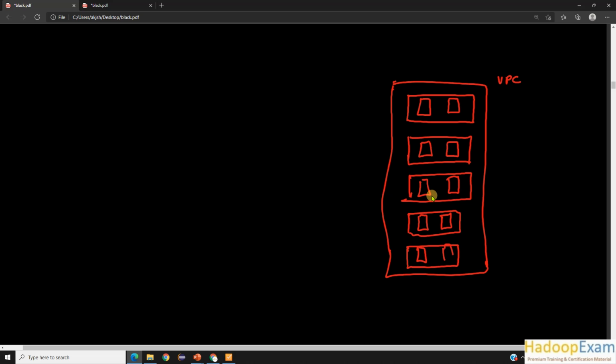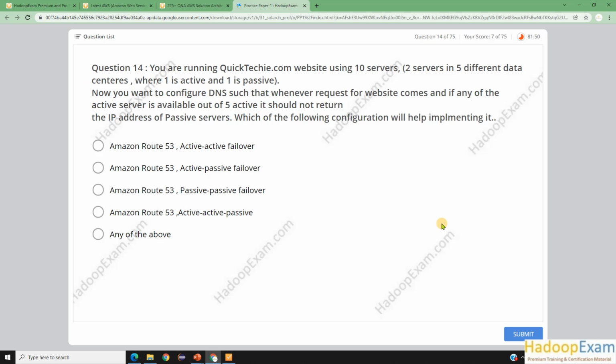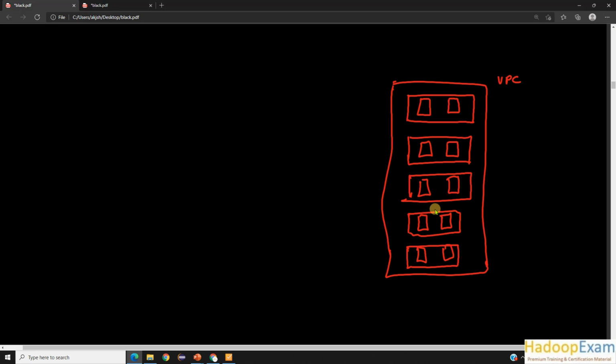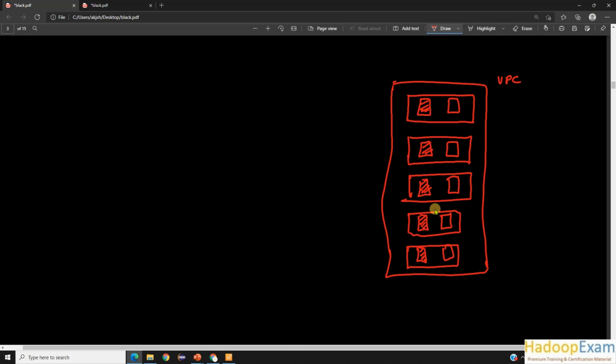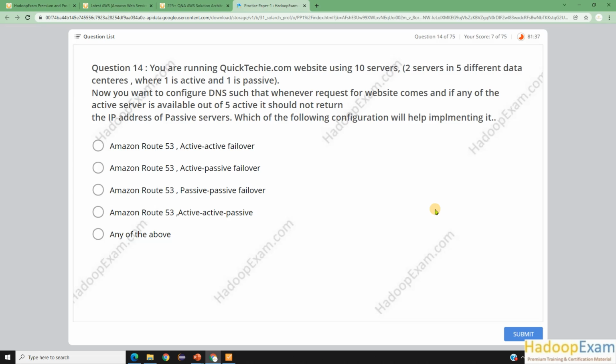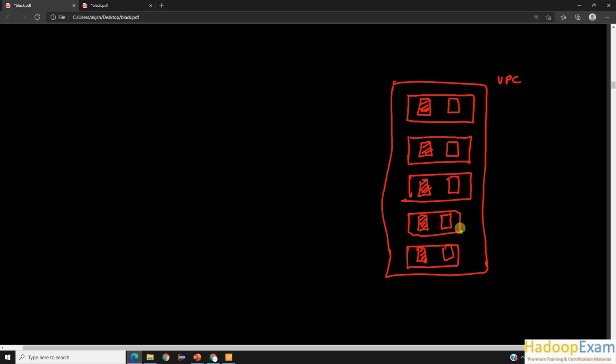This is the configuration, and next it says one is active and one is passive. So this is an active server, this is active here, this is active here, and these are all active. And these are all passive servers. Now you want to configure DNS such that whenever requests for the website come, if any of the 5 active servers is available, it should not return the IP addresses of the passive servers. The website is hosted on 10 servers and Amazon Route 53.